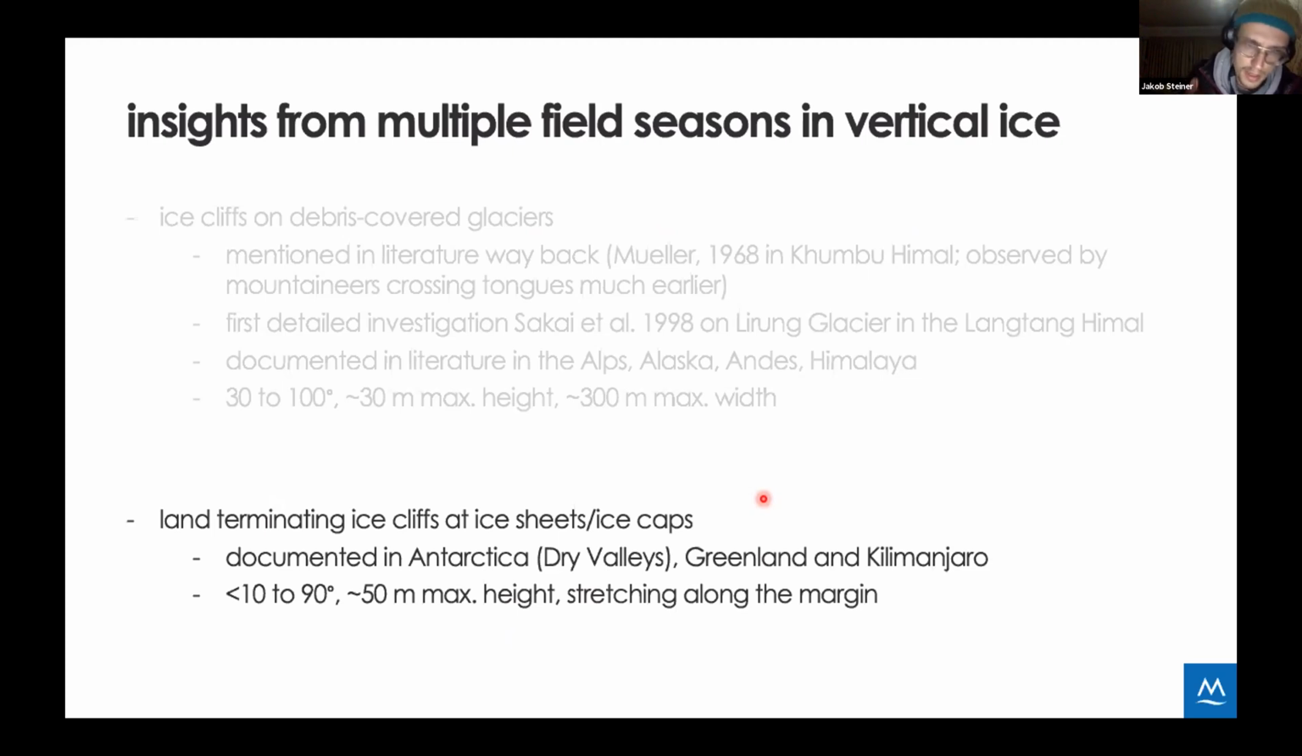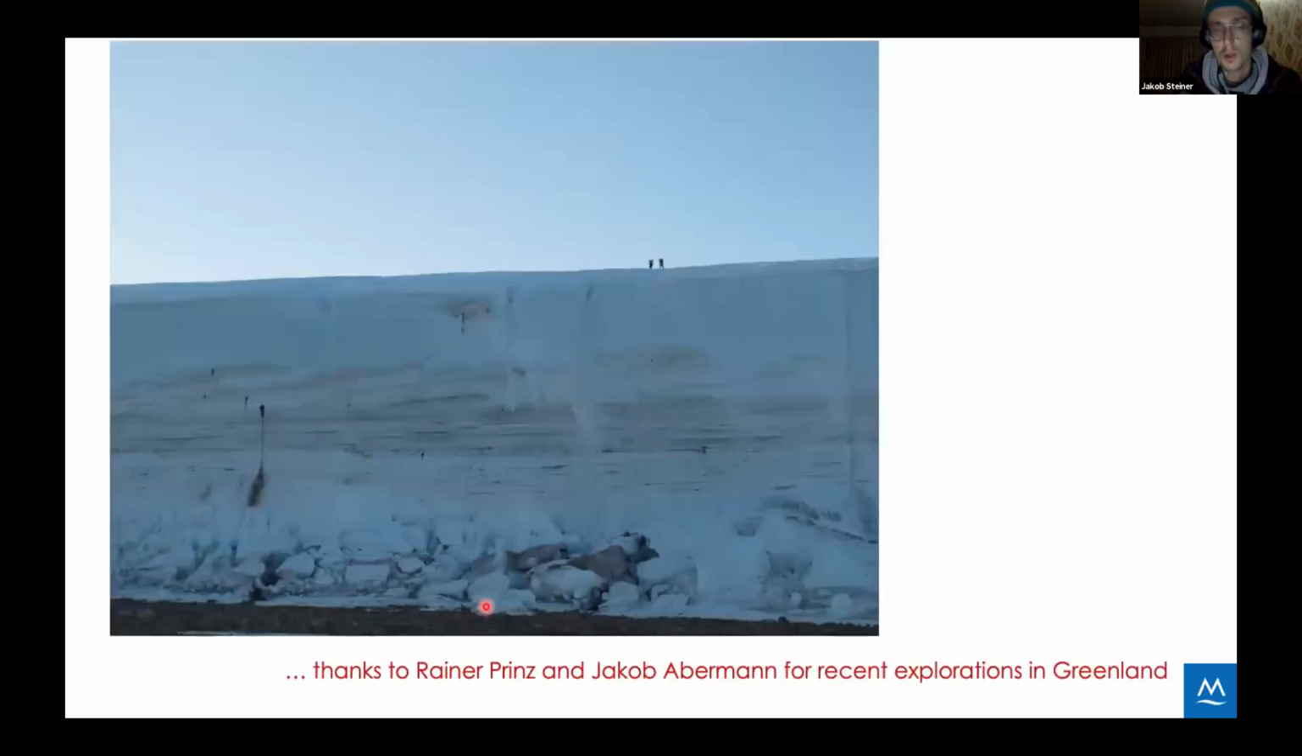And the land-terminating ice margin can be very shallow, less than 10 degrees, but it can also be vertical, so 90 degrees. And it can be quite high, these vertical walls, and can stretch over many hundreds of meters along the margin. So that's what it looks like. That's from our field site in northern Greenland. It's quite impressive standing there.